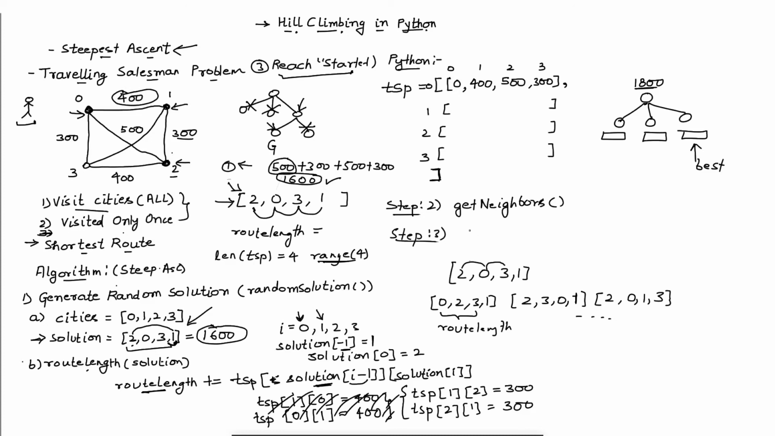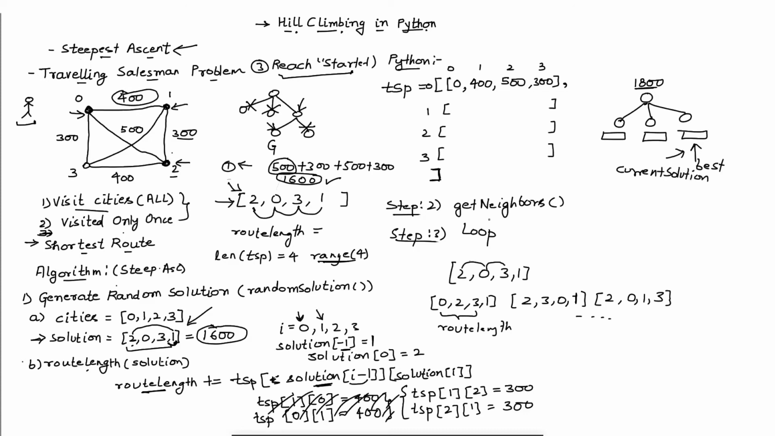Or we are going to just loop over these steps again and again, which is to get the neighbors, find their route lengths, pick up the best one, and we are going to assign the best one as the current solution. We know that, right?